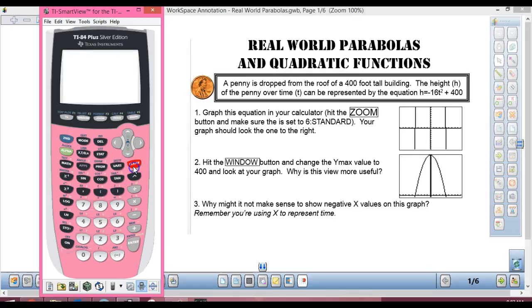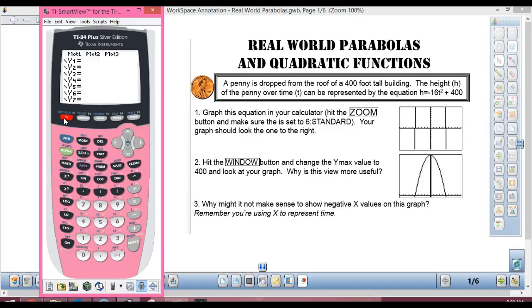Alright? So, right now, it gives us the equation on the top of page 72. It says that if a penny is dropped from the roof of a 400-foot tall building, the height of the penny over time can be represented by the equation negative 16t squared plus 400. What's that h stand for? Right. The height. What's that t stand for? Time. Good. All right. So to graph this equation, we're going to go to y equals.